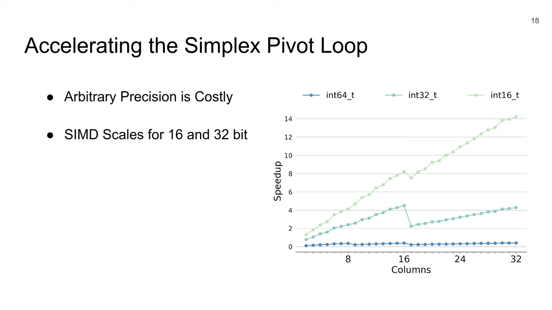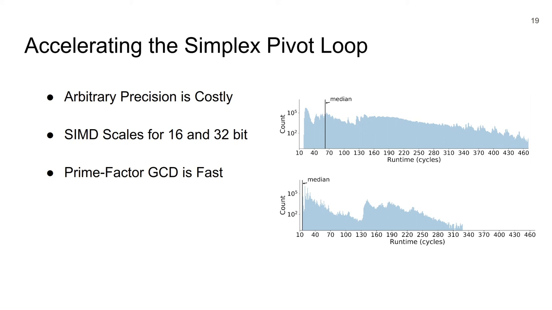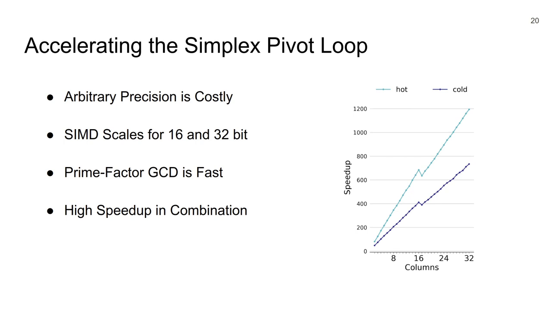Our prime factor GCD is also fast. If we compare the runtime of the unoptimized code at the top and the optimized code at the bottom, we see that we move from around 60 cycles down to around 15 cycles when normalizing a constraint. In combination, we see an order of magnitude speedup both when running hot and cold caches. While these speedups are impressive, we only optimized a very small part of the algorithm. The question is now, does this translate to higher level operations?